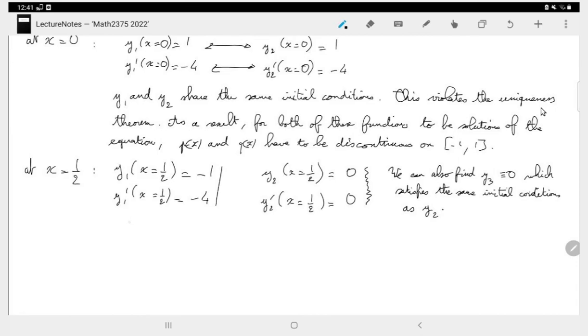Okay? And so these solutions are not unique. Once again, this violates the uniqueness theorem, and we end up with the same conclusion as for x equals 0.